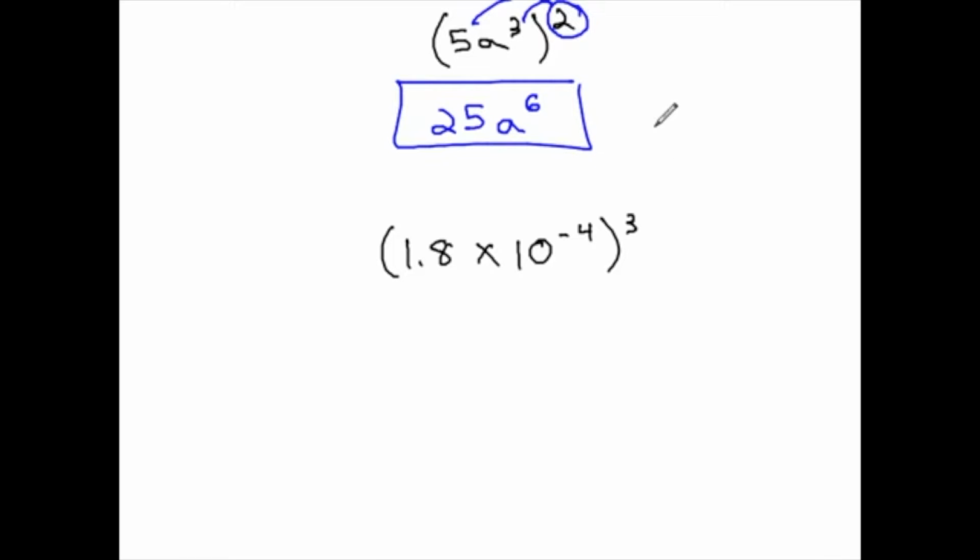We've seen the power of a product rule, which says we take the power of 2 and put it onto each factor. We would then square the 5 to get 25. And then the power of a power rule says we will multiply the exponents on the a. 2 times 3 is 6, giving us 25a to the 6th.